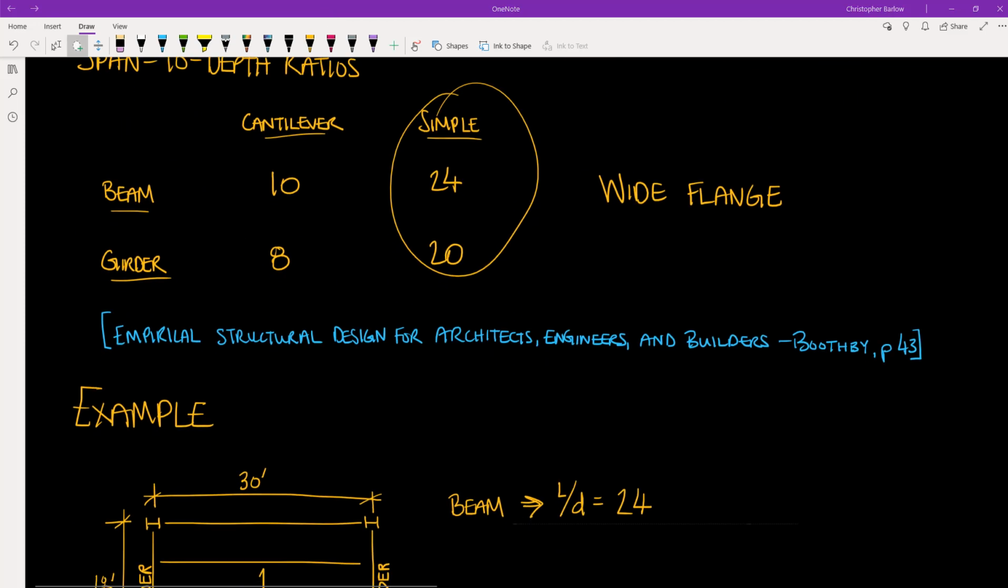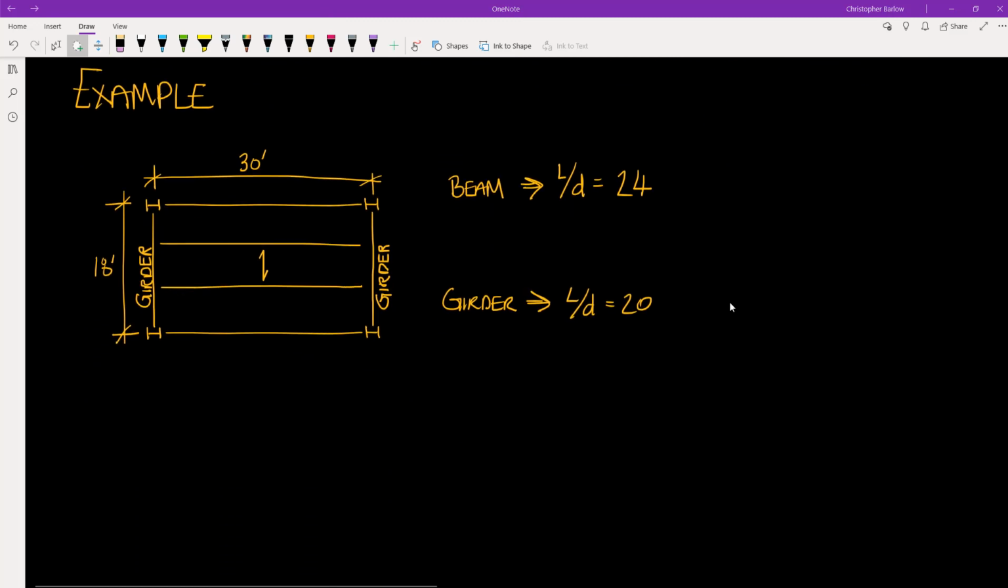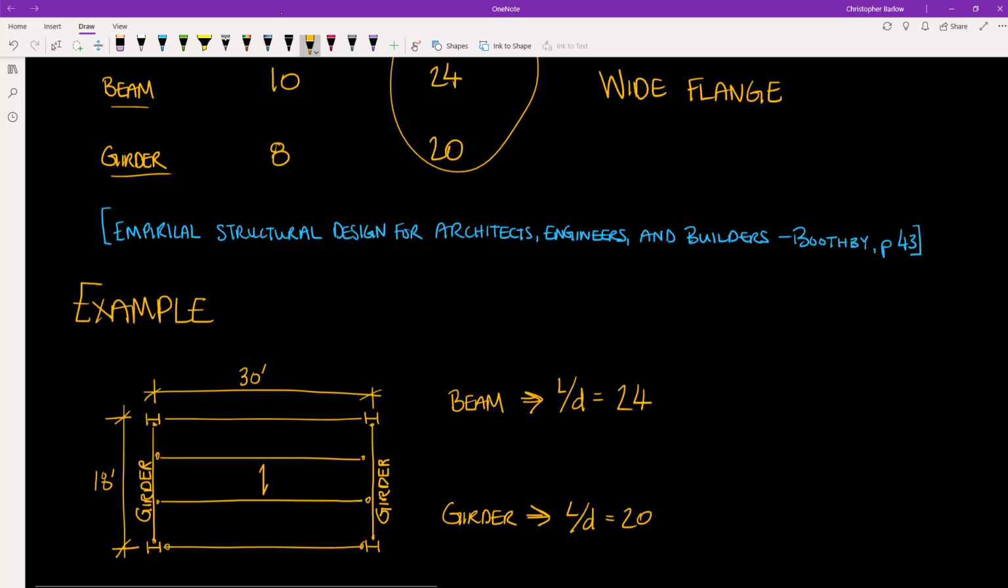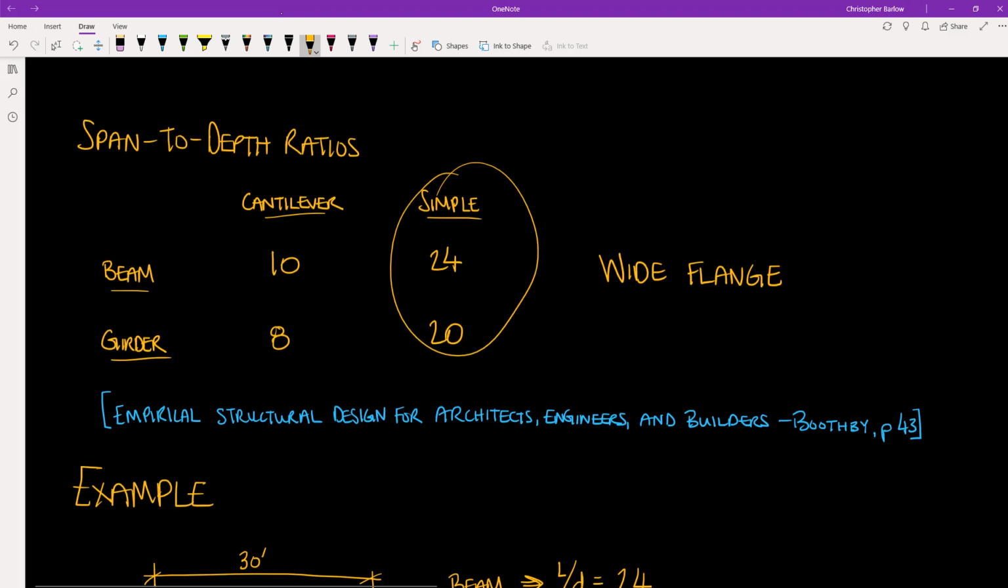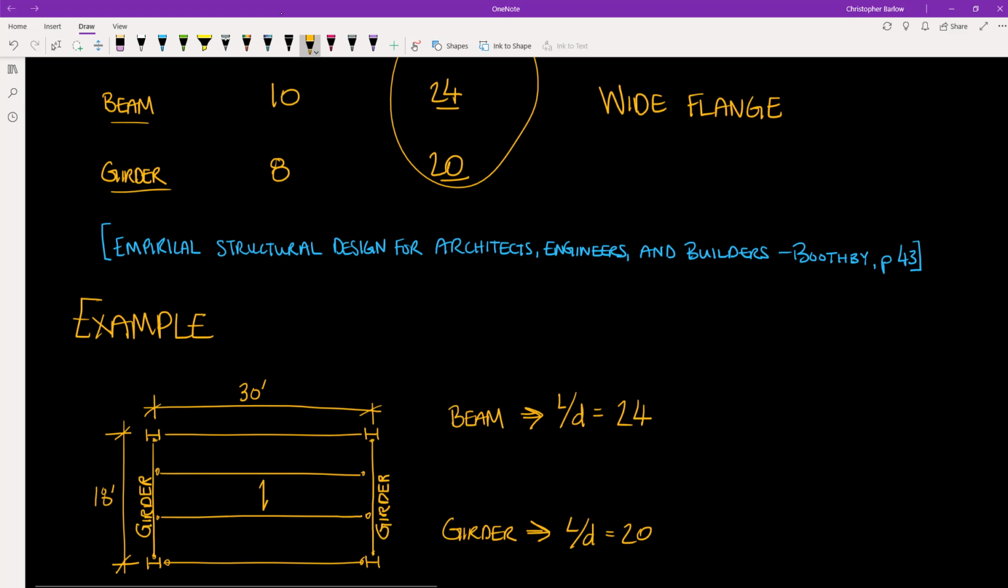So now let's look at sizing some steel beams. We're going to take the same 18 by 30 bay that we looked at earlier. And note that all of these connections will be simply supported connections. And so, looking back at our table, for the beam we will use a span to depth ratio of 24, and for the girder we will use a span to depth ratio of 20.